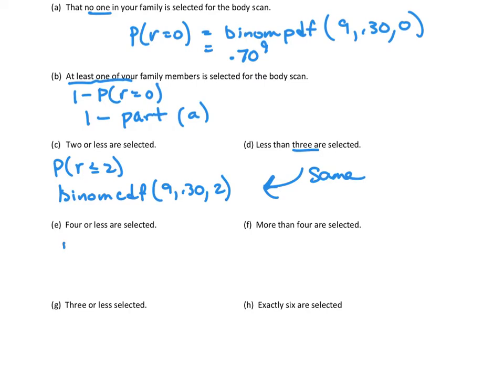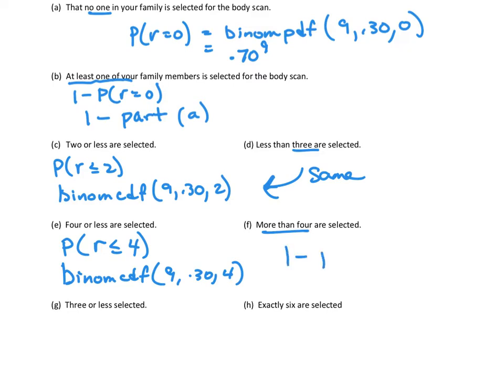4 or less. So that's the probability that R is less than or equal to 4. Straight up binom CDF, 9, 0.3, 4. Okay, more than 4. That's 5, 6, 7, 8, or 9. So that'll be 1 minus part E.